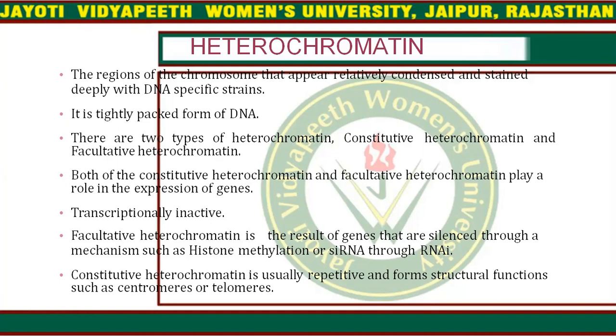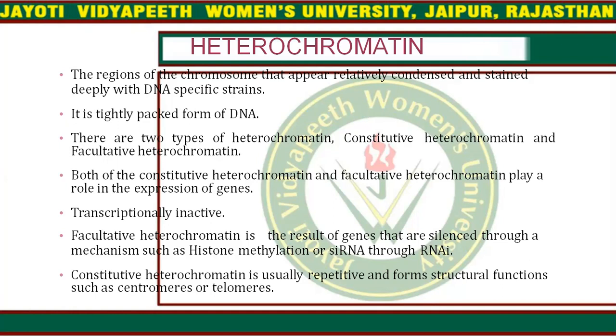It is a tightly packed form of DNA. There are two types of heterochromatin, constitutive heterochromatin and facultative heterochromatin. Both play a role in the expression of genes. These regions are transcriptionally inactive, and facultative heterochromatin is the result of genes that are silenced through mechanisms such as histone methylation or siRNA through RNAi.